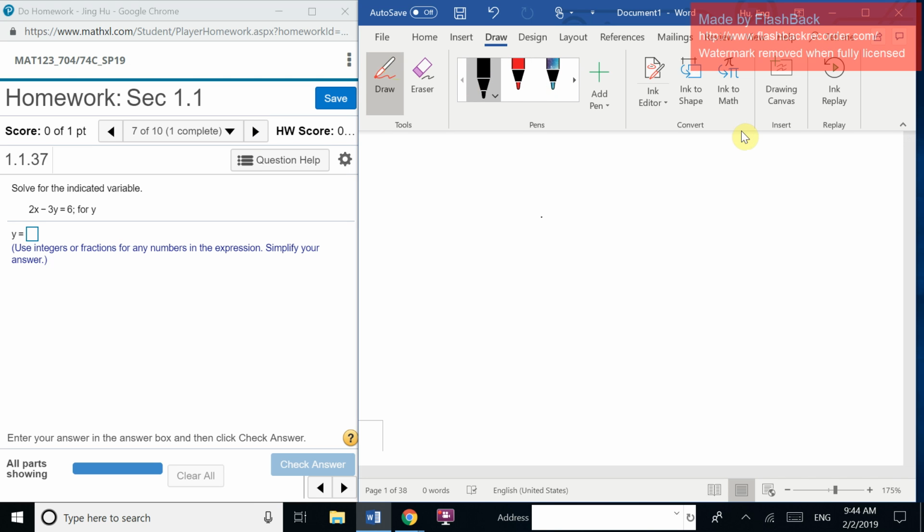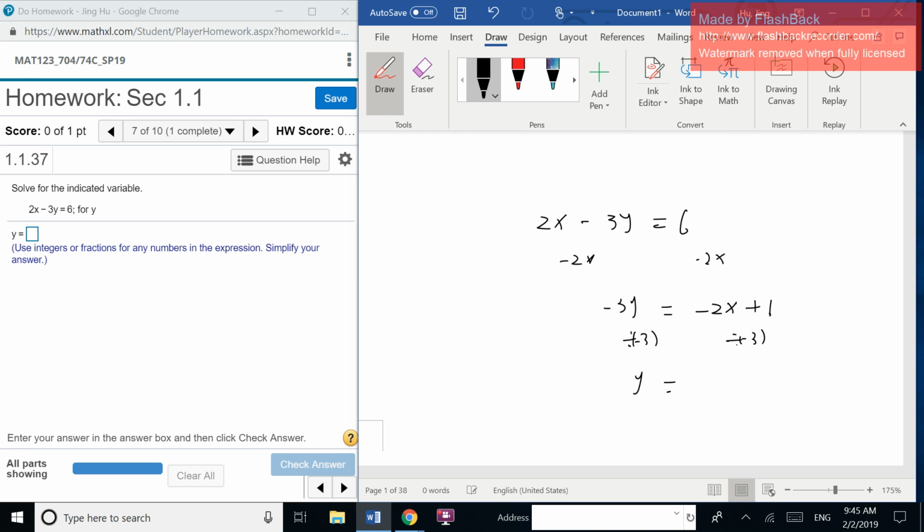Number 7, solve for y. So we need to get y on the left side of the equation, and move everything else to the right. So subtract 2x from both sides, and we are left with the y term. So the right side of the equation is -2x plus 6. Then on both sides of the equation, we divide by -3.